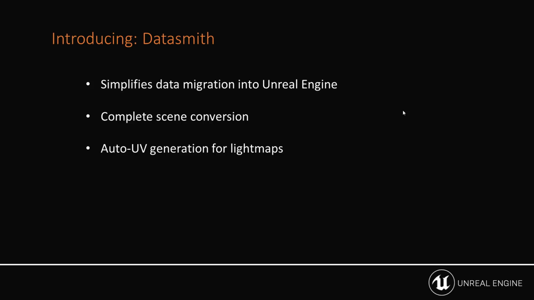Auto UV generation for light maps is another feature here that is being worked on with Datasmith, and I should point out that Datasmith is in a beta program right now, so it is a definite work in progress. It's very exciting how far the dev team has pushed this. It's some excellent progress. It's an awesome tool that solves a lot of problems right out of the gate, that's for sure.